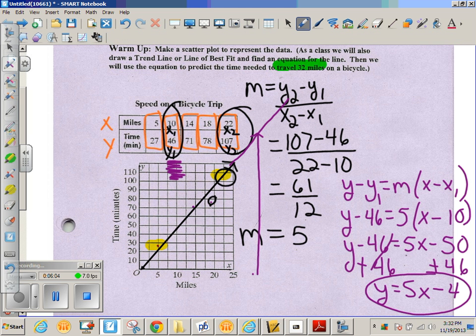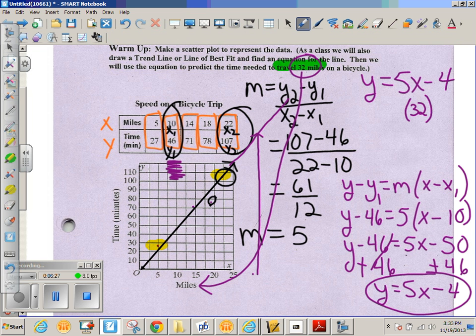The question is, is 32 the x or is 32 the y? That's something that you should be thinking about right now. Well, I hope you made a decision on that. The 32 miles is our x, and so when I go back to use the equation, y is equal to 5x minus 4, then of course I need to substitute in the 32 for the x. So y is equal to 5 times 32 minus 4. That is going to give me 160 minus 4, or y is equal to 156.